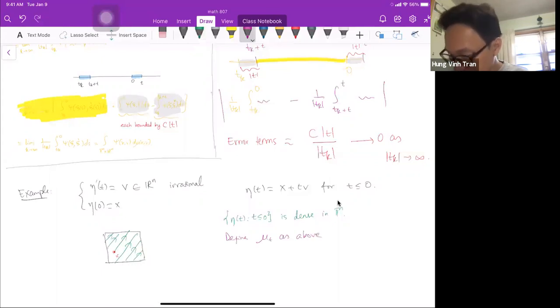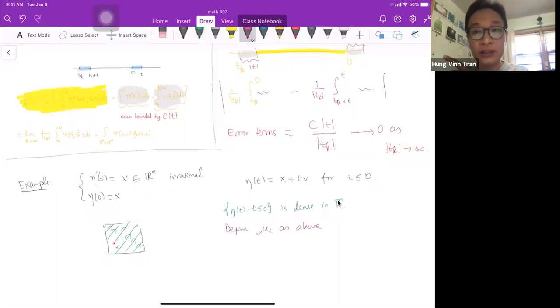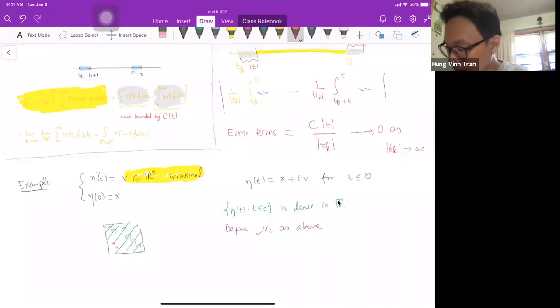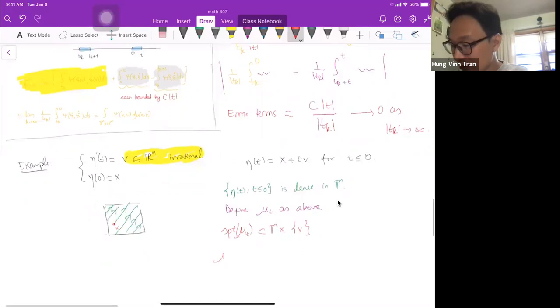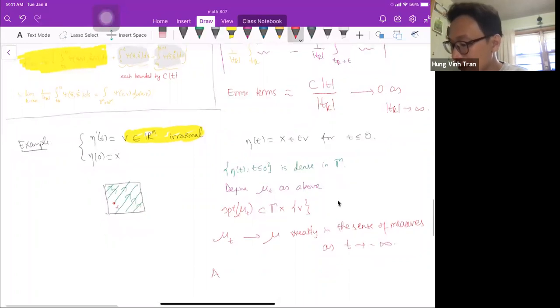Remember that the velocity is constant here. So in the velocity space, it's always v. Okay, so v is constant. So you can see that the support of mu_t is always surely in the torus crossed with v. In the velocity space it's always v, and if you pass to the limit, mu_t is going to converge weakly, in the sense of measure, to mu as t goes to minus infinity. And clearly here you can see what mu is.